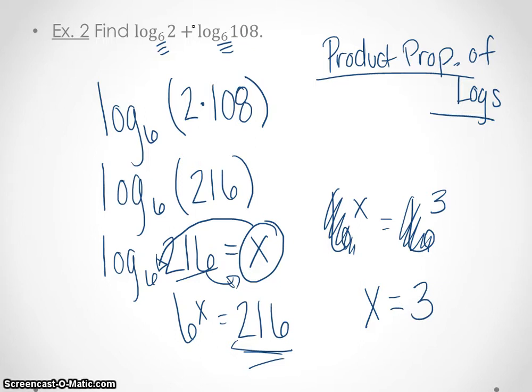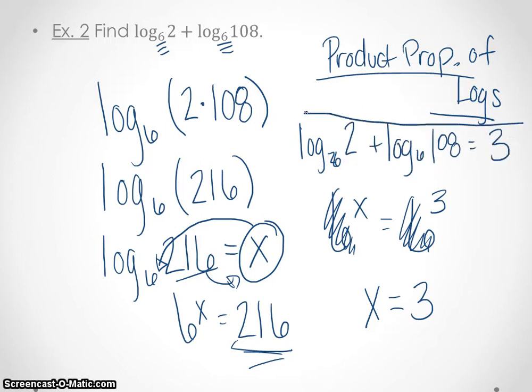Okay, so we found what this is. Don't say x because they didn't give you an x to start with, so you would say all of this junk. So log base 6 of 2 plus log base 6 of 108 gives you 3. Okay, so this is a true statement, we could say, by all the work that we just did.